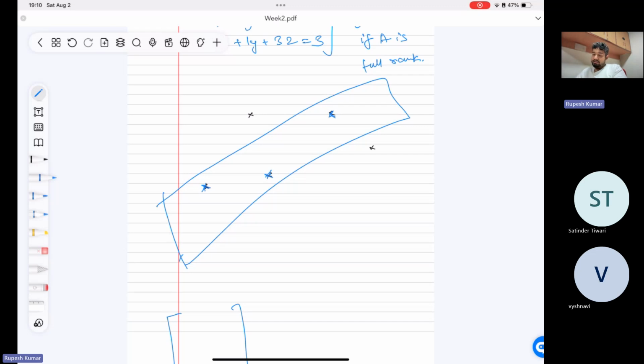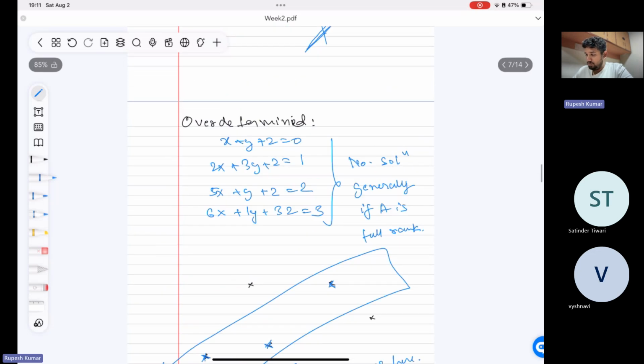So in this we use something known as least squares solutions that you will see in the future lectures, right? We use least squares here, but you won't get an exact solution.